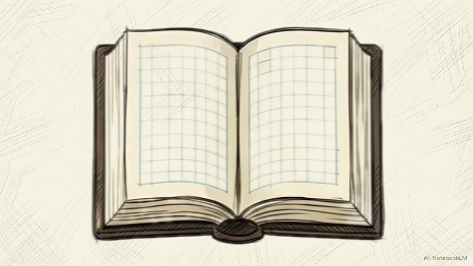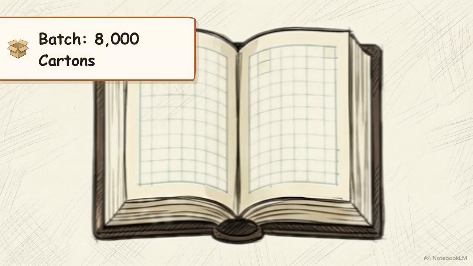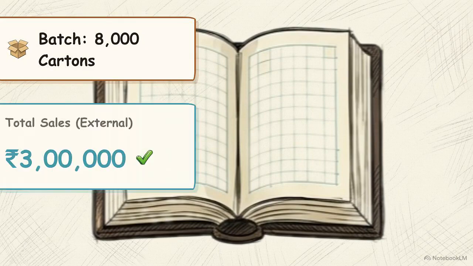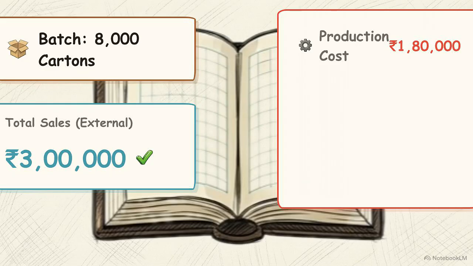This data matrix displays the financials for an 8,000-carton production run. The total sales to outside customers amount to 3 million rupees. Internally, the production cost is 1,080,000 rupees, and the packaging cost is 80,000 rupees.